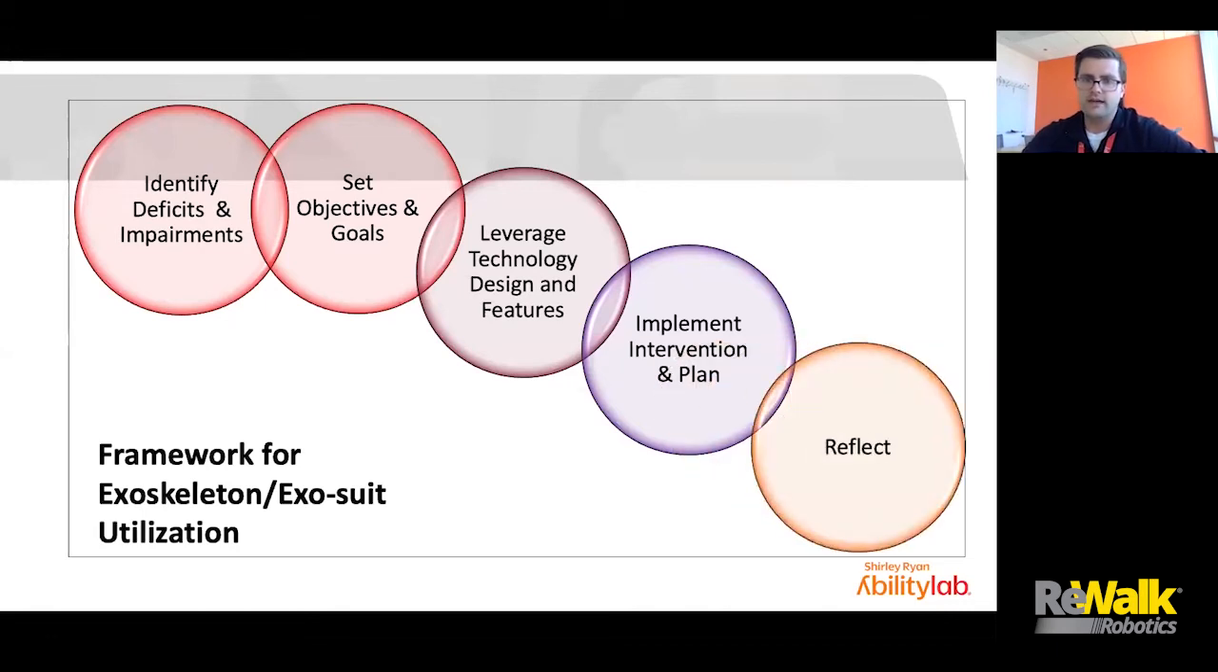And then once you've done that, you want to reflect on the experience. So that could be after one session, that could be after 1 week, but really just thinking about, did I achieve the goals that I set out to? Did I leverage the technology? Did I do all of those things that I had prepared for? If I did, great, and why did it work? And if I did not, what do I need to change?